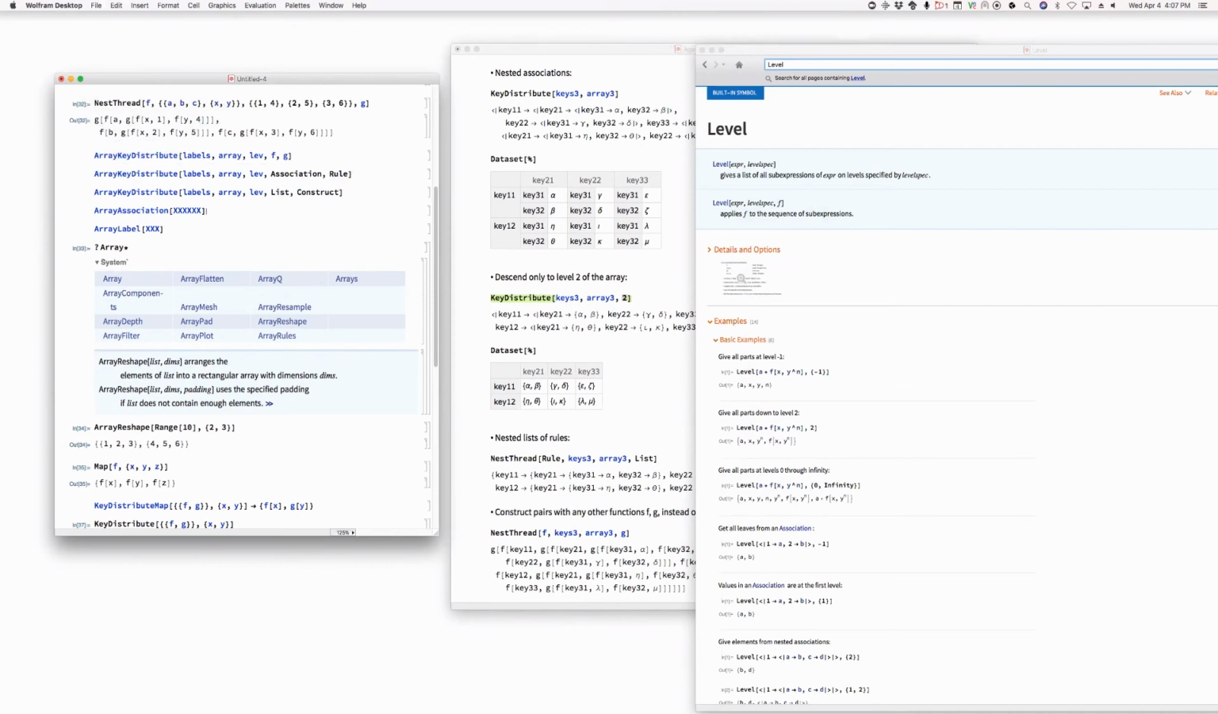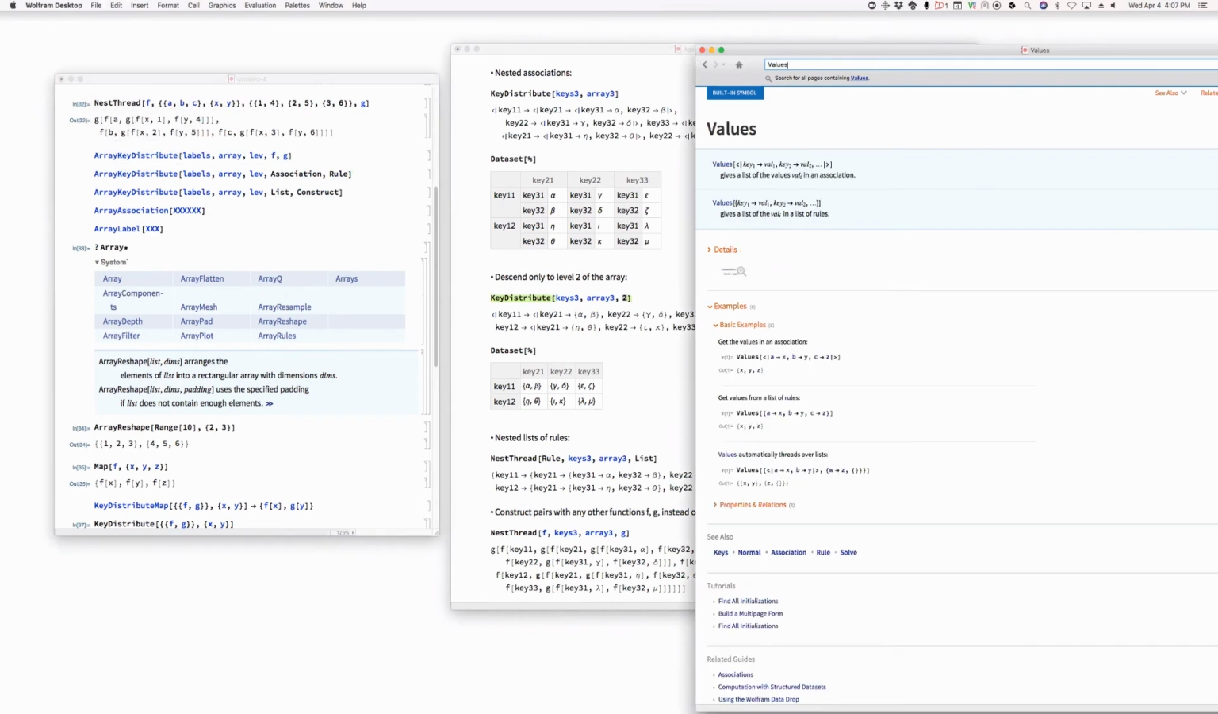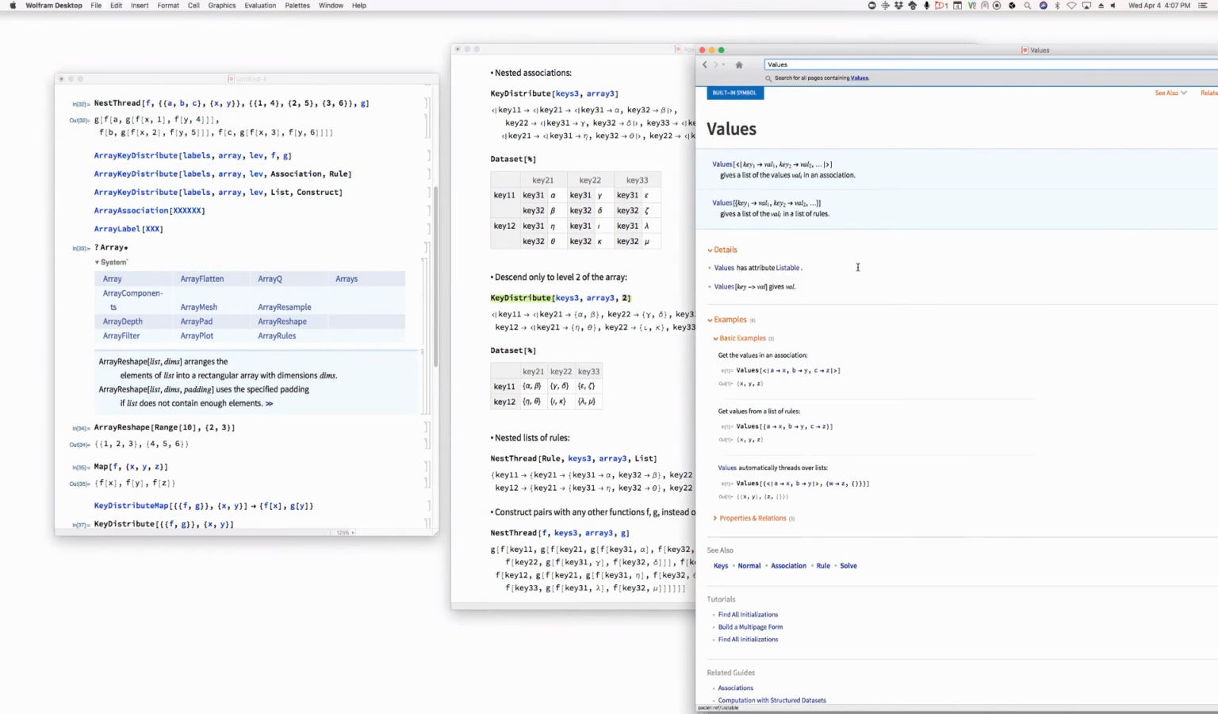What's the inverse of this operation? It's some sort of multi-level values. Yeah, which we don't have, so far as I know. Values right now doesn't even have a second argument, I suspect. Interesting. So it's listable.